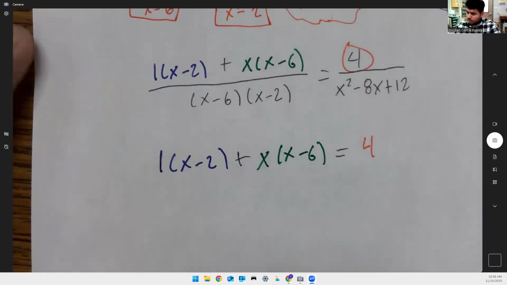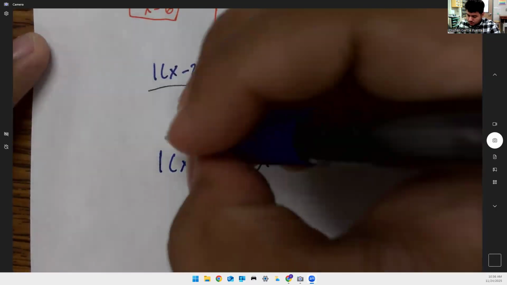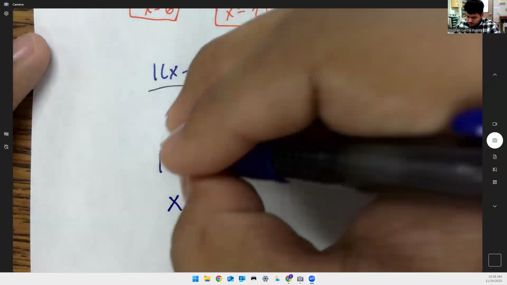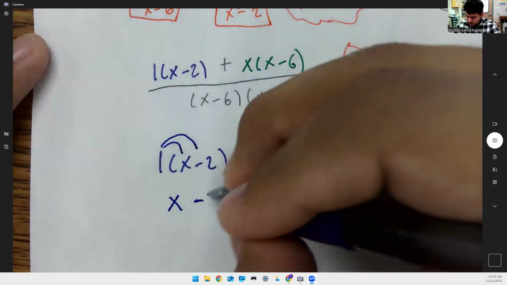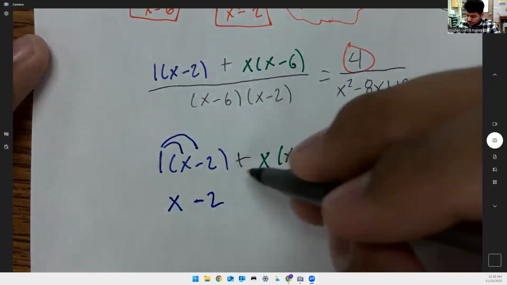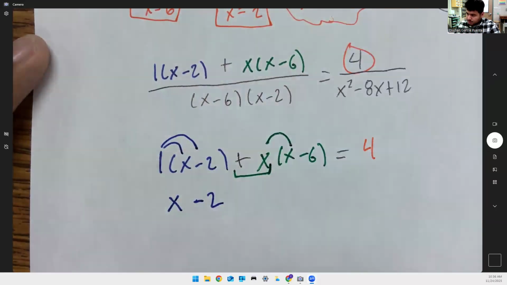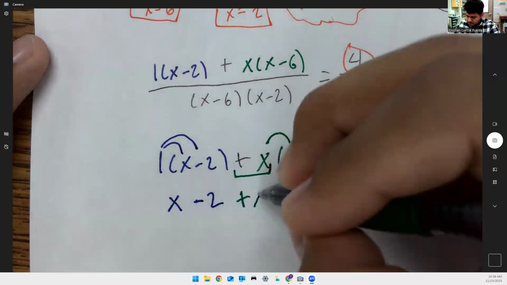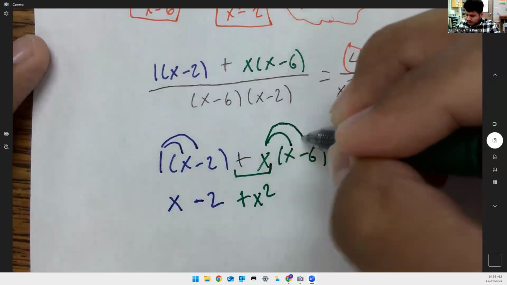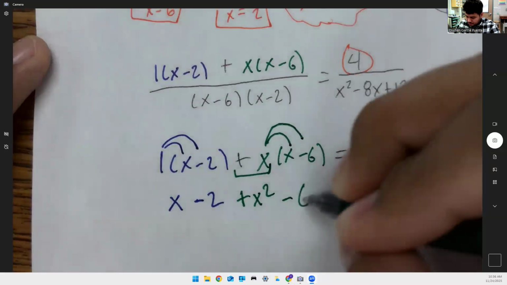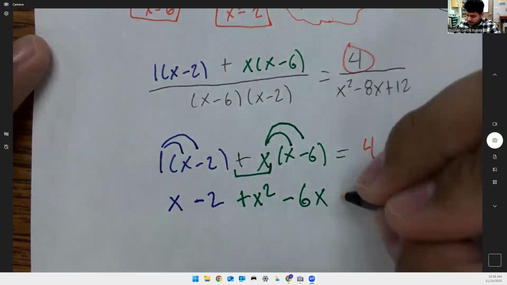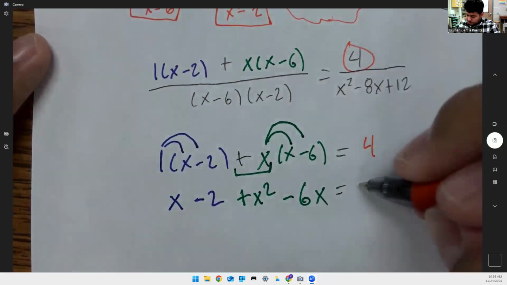All right, and now we're just going to distribute. So 1 times x is just x. 1 times -2 is just -2. Positive x times positive x is just x squared. Positive x squared, I mean. Then positive x times -6 is just -6x. And that's going to equal your 4.